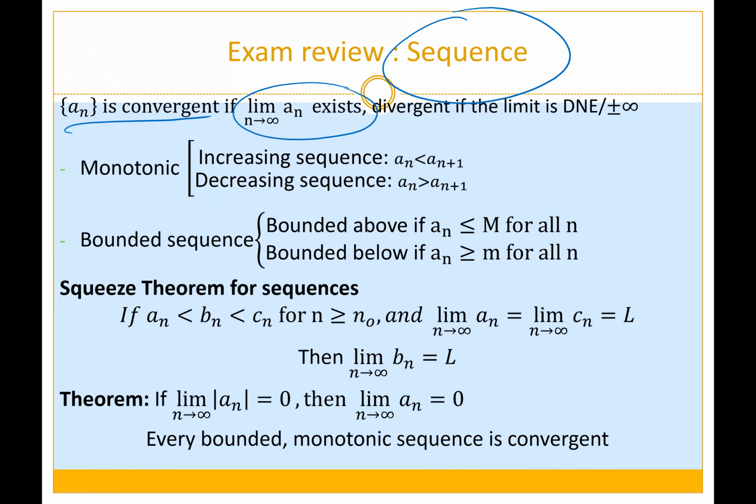So then you have the convergent sequence. You have monotonic, which is just either an increasing or decreasing sequence. We have bounded sequence, which is bounded above or bounded below. And if it's both bounded and monotonic, then it's convergent.